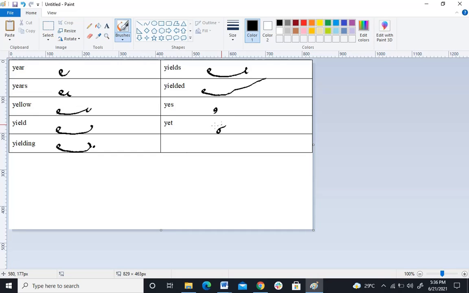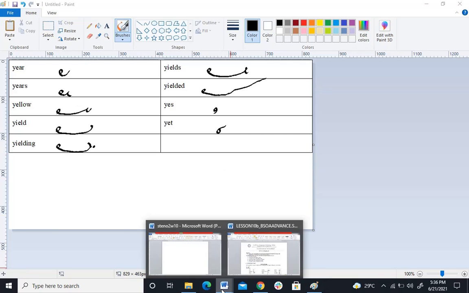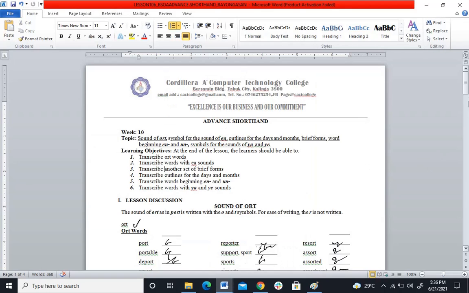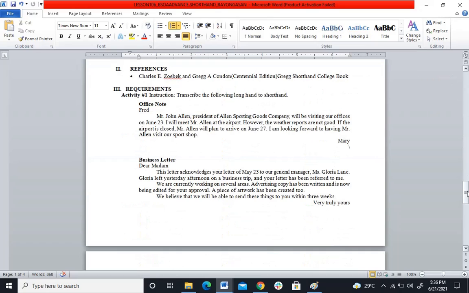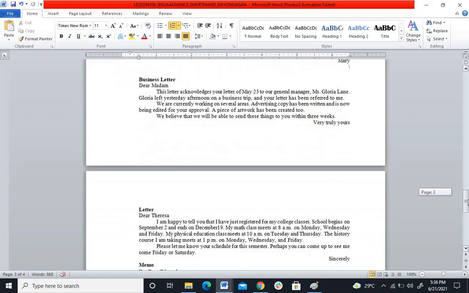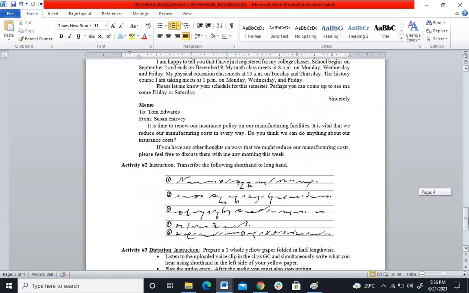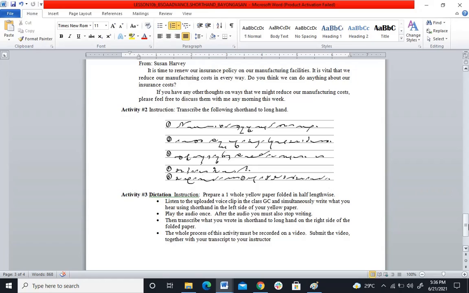And that ends our lesson for this video. Now, tignan natin yung inyong mga activities. So, in week 10, we have activity 1, transcribe the following longhand to shorthand. Marami-rami yan. And then your activity 2, transcribe the following shorthand to longhand. Okay, 1 to 5 yan. And then lastly, yung dictation natin. Okay, i-upload ko ulit sa GC natin yung voice clip para dyan.